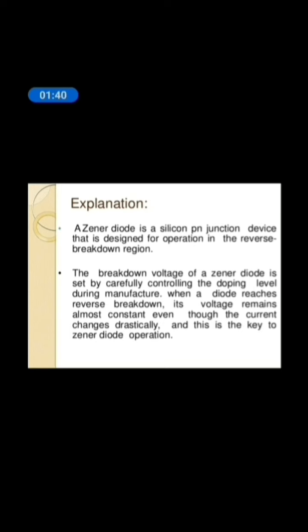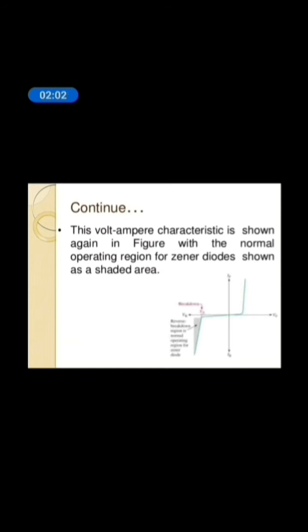When a diode reaches reverse breakdown, its voltage remains almost constant even though the current changes drastically. And this is the key to Zener diode operation. This volt ampere characteristic is shown again in figure with the normal operating region for Zener diode shown as a shaded area. It is the VI characteristics of the Zener diode.